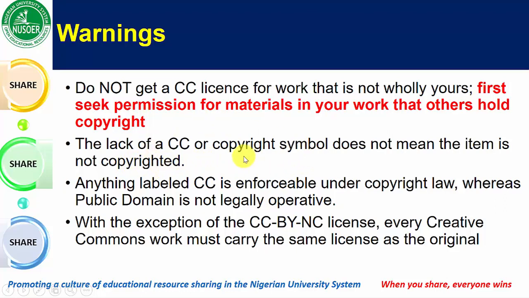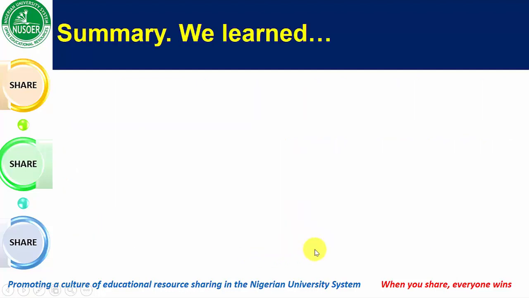Another thing to note, which I mentioned earlier, is that the fact that you don't see a copyright symbol or a CC symbol does not mean that the item is not copyrighted. And anything that's labeled CC is enforceable under copyright law, whereas if it is public domain, there is no enforcement; it is not legally operative. And with the exception of CC BY-NC, can you recall what NC is? Non-commercial. CC by attribution, non-commercial license. Every other Creative Commons work must carry the same license as the original.